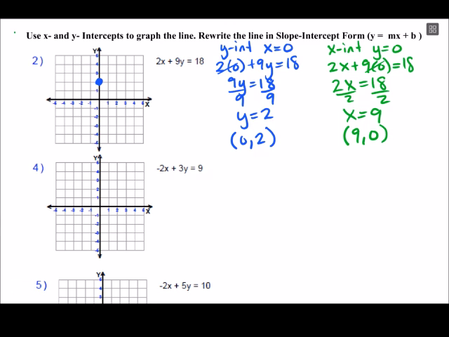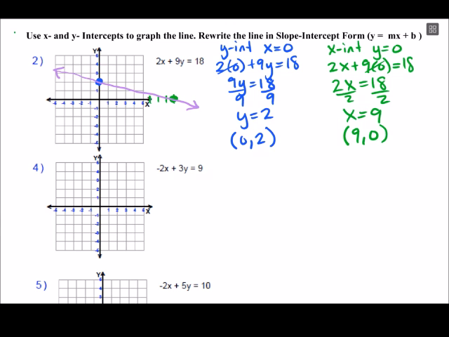So now I can plot this point over 9. So it's 5. We'll just add 6, 7, 8, 9. We'll improvise here. That's 9, 0. I can now graph my line. Get my straight edge. Extend to the edges of the graph. Put arrows on it because it is a line. And now we are supposed to rewrite the line in slope-intercept form.